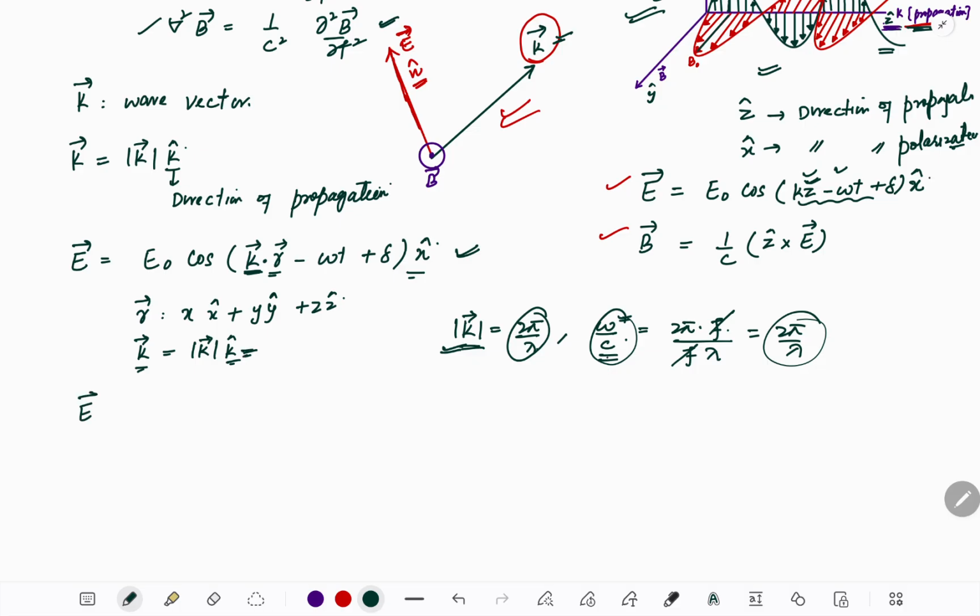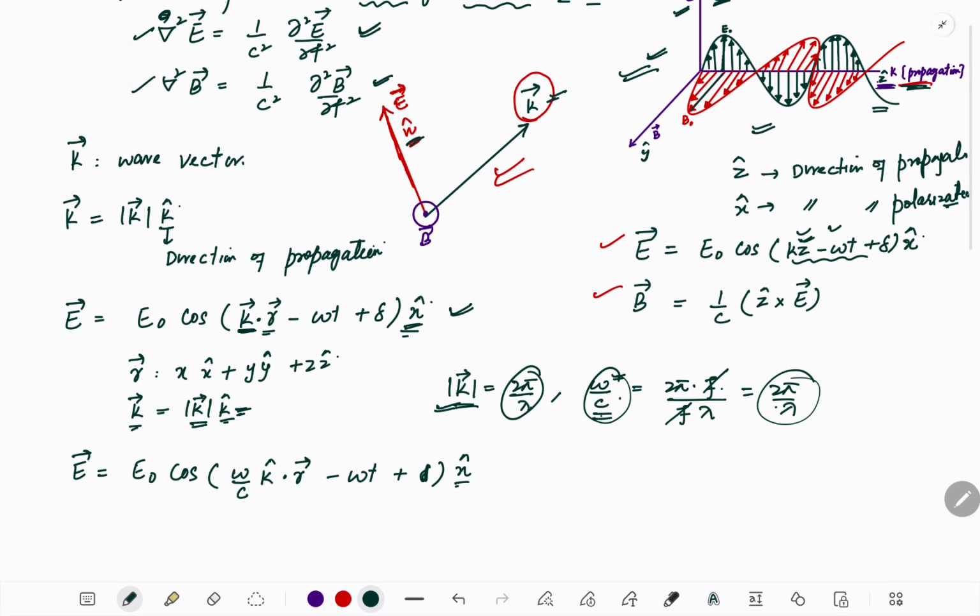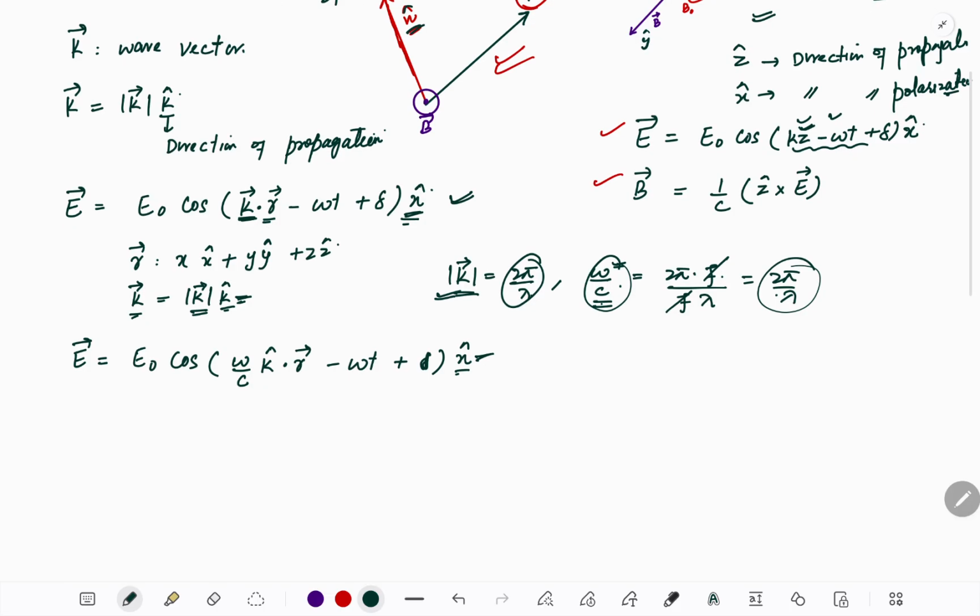So it will become E vector equals E naught cos of (mod of k, which is actually omega by c) k cap dot r vector minus omega t plus delta, and n cap, where n cap is the direction of polarization. We don't have any idea which direction that is right now, which is why we wrote it as n cap. We consider n cap a unit vector in the direction of the electric field, because the direction of the electric field decides the direction of polarization.